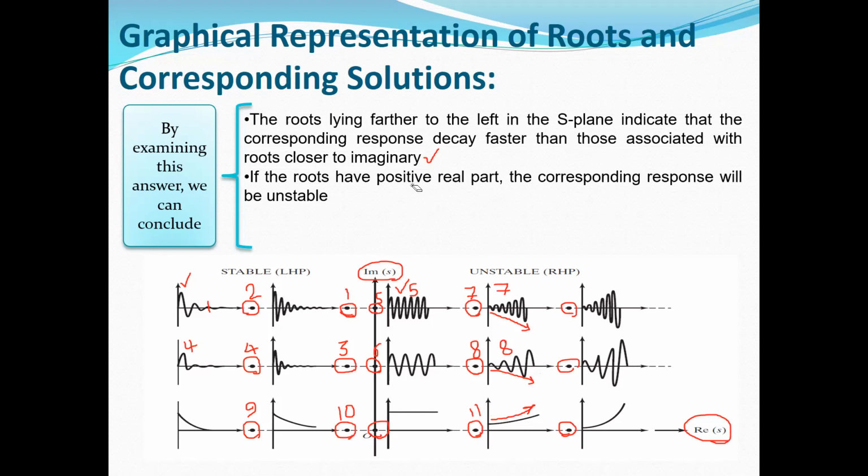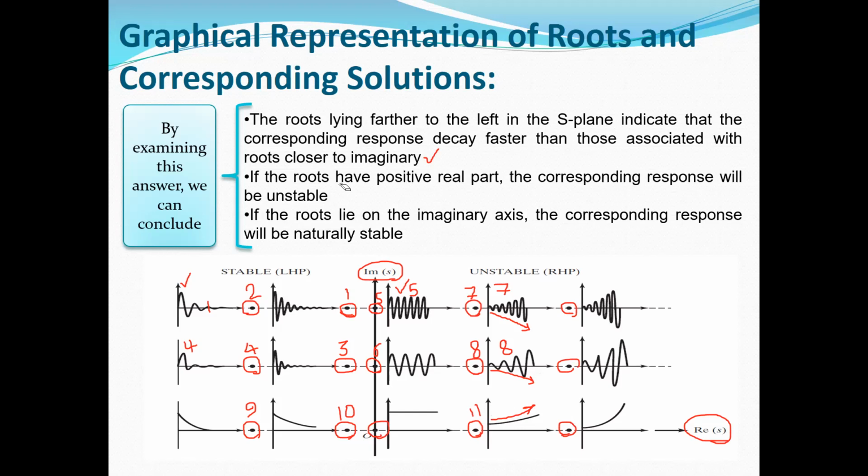So this is the second conclusion. And the third one: if the roots lie on the imaginary axis, the corresponding response will be naturally stable. Of course, I will explain what naturally stable, unstable and stable mean. Here you can compare the results for the roots, for example position 5 and 7 or 1. You can see the response for point 5: the amplitude remains the same. It does not decrease nor increase, and we call it a system with natural stability.